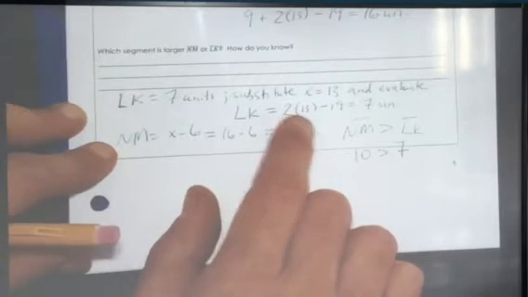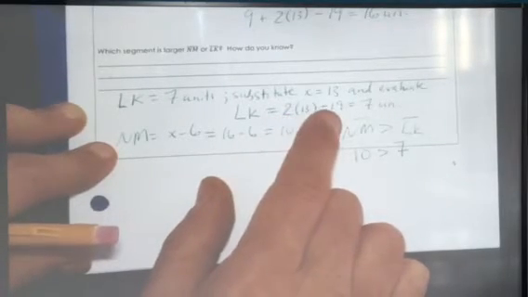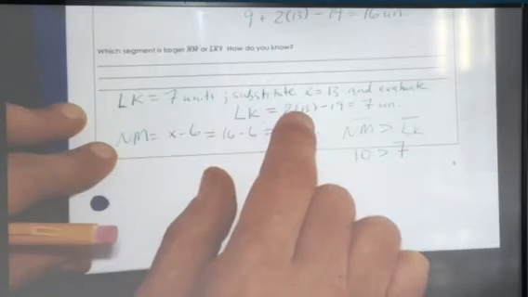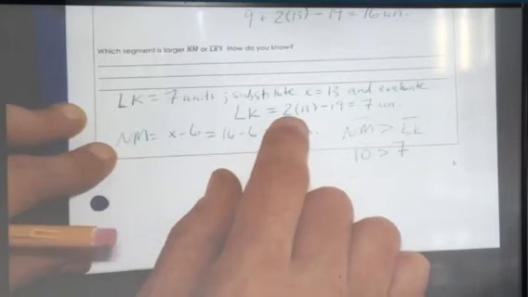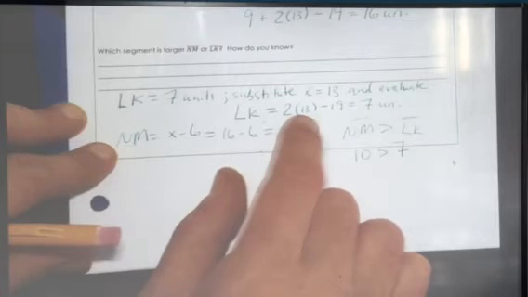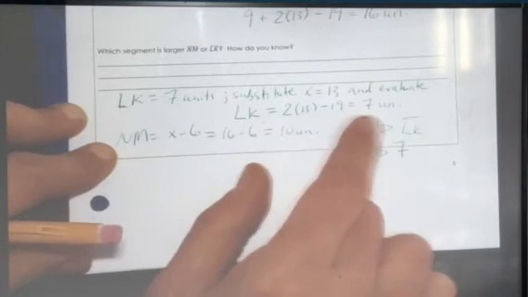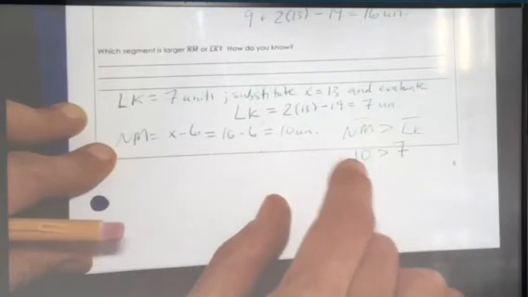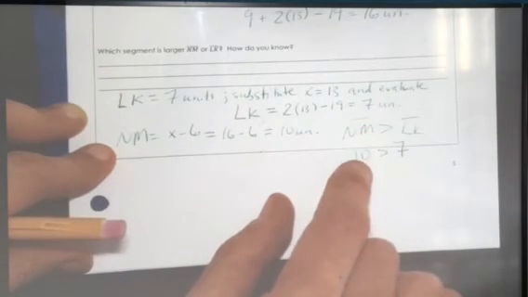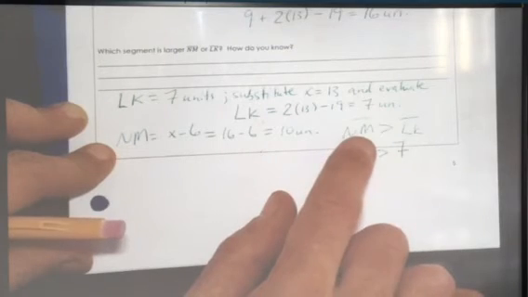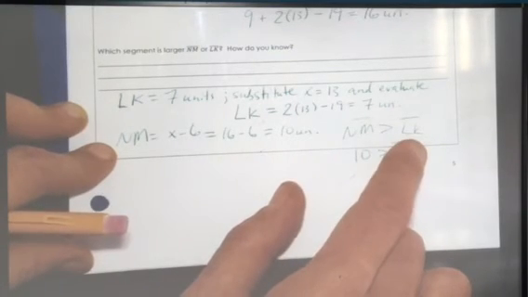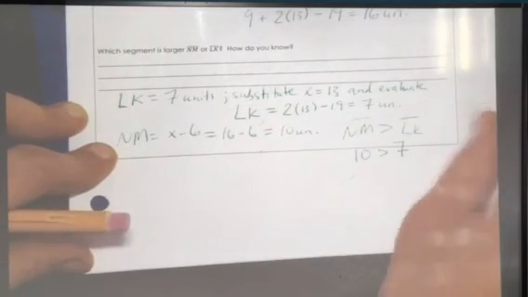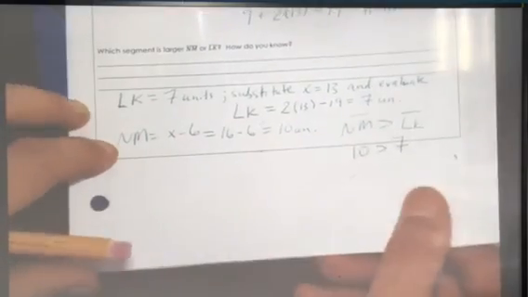LK is 2x minus 19. Bring in 13. And we have 2 times 13 is 26 minus 19 is 7. So LK was 7, NM is 10, and 10 is greater than 7, so NM is longer than LK. And that's it. Great job, Smarty Pants.